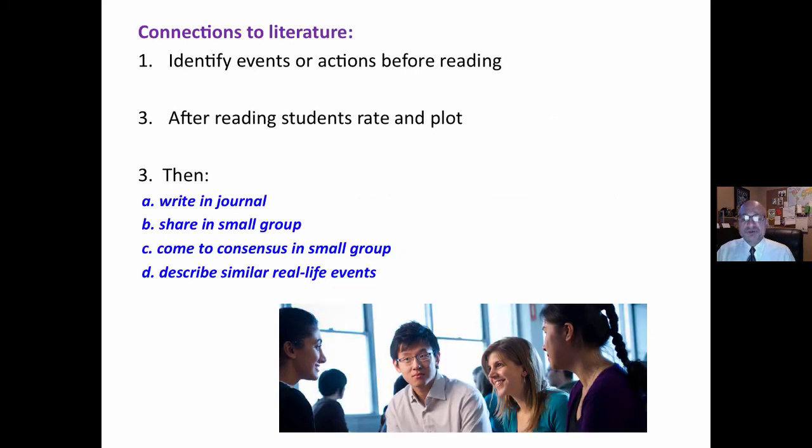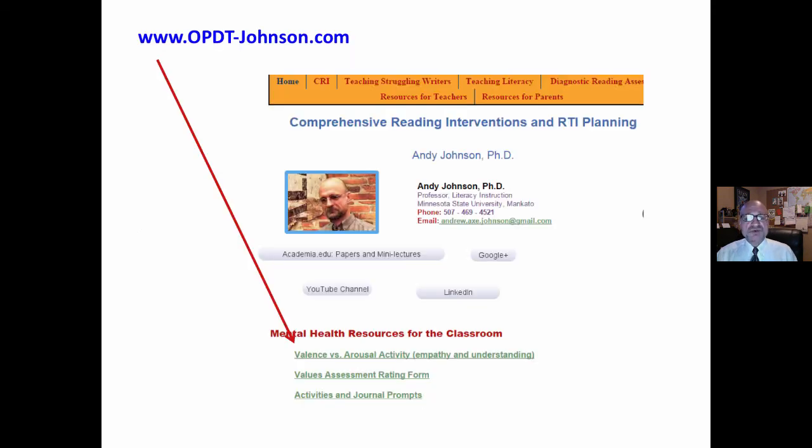Develop empathy and understanding. You can connect to literature. Identify events or actions before reading. While they are reading, and after reading, students rate and plot. Then you can write your findings in a journal, share in small group, come to consensus, or describe similar real-life events. A simple activity. Simple activities are usually the best.